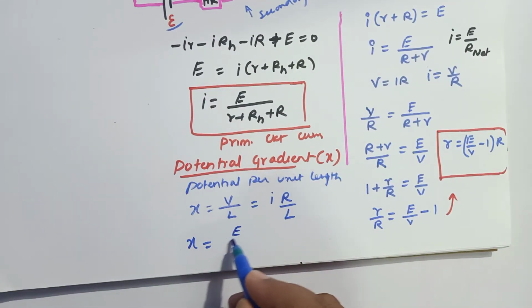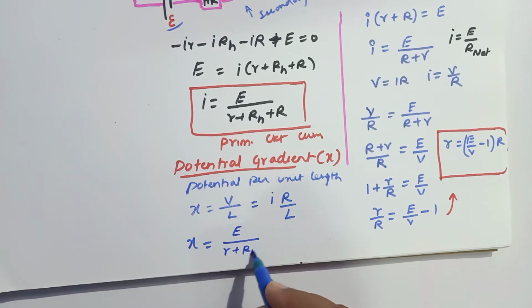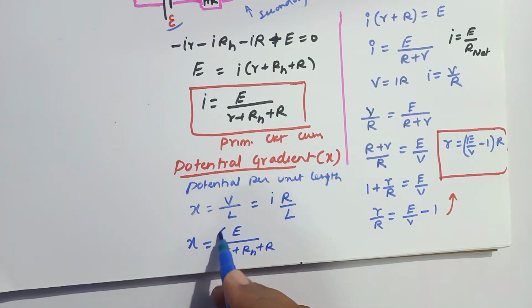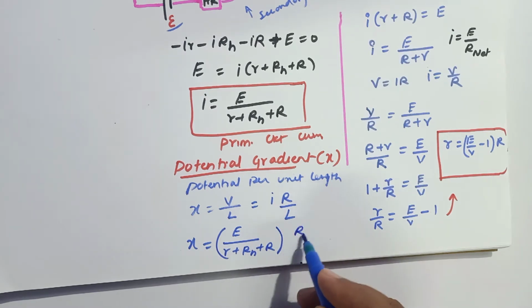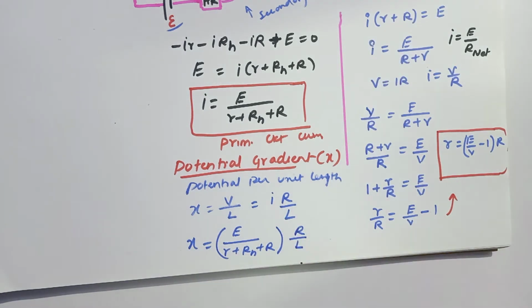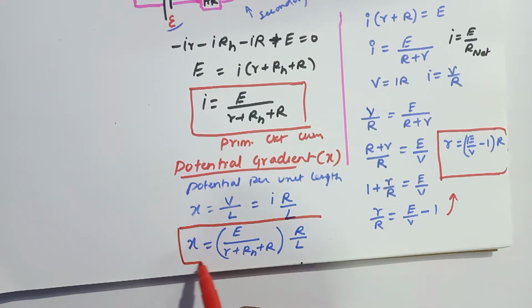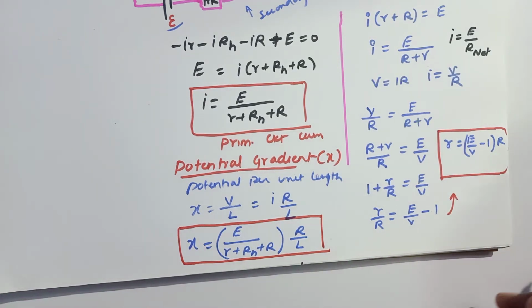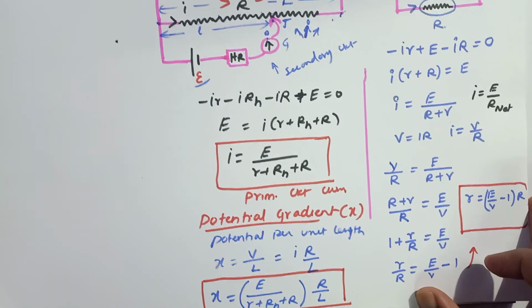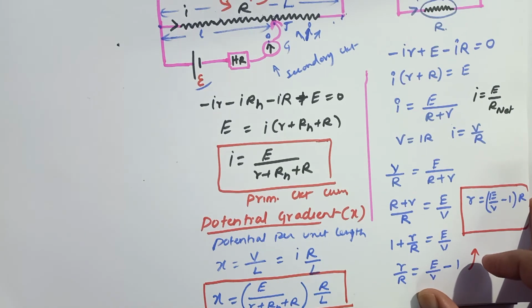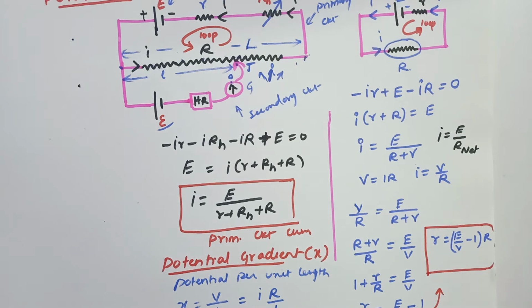You will be writing E by capital R plus RH plus r in the place of I, and R by L, you are going to write like that only. So this is the formula to find out the potential gradient. So we got the potential gradient of the circuit diagram which is shown here. Next, once you get the potential gradient, what is the next factor which we have to find out in this case? We shall discuss now.